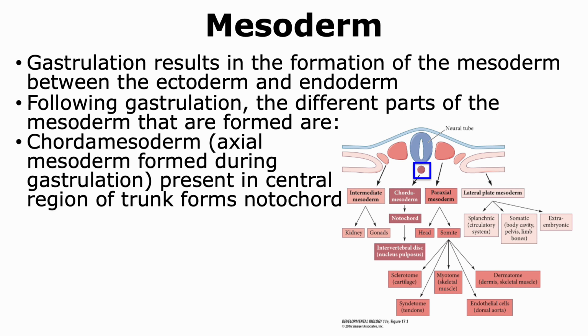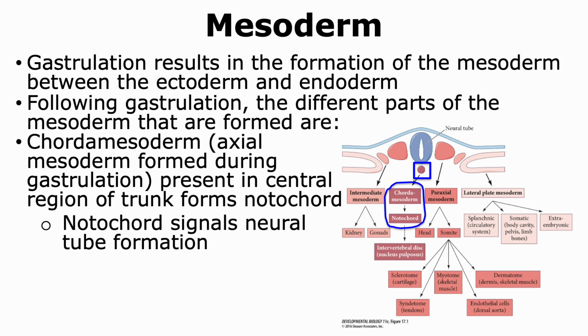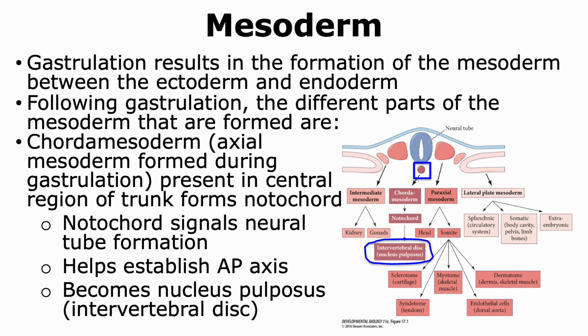So the chorda mesoderm, which is present in that central region of the trunk, which is shown in the blue box, forms the notochord. The notochord is the structure that actually signals the formation of the neural tube. It also helps establish the anterior-posterior axis in the developing embryo. As development progresses, the notochord will ultimately give rise to the intervertebral disc, which is also called the nucleus pulposus.